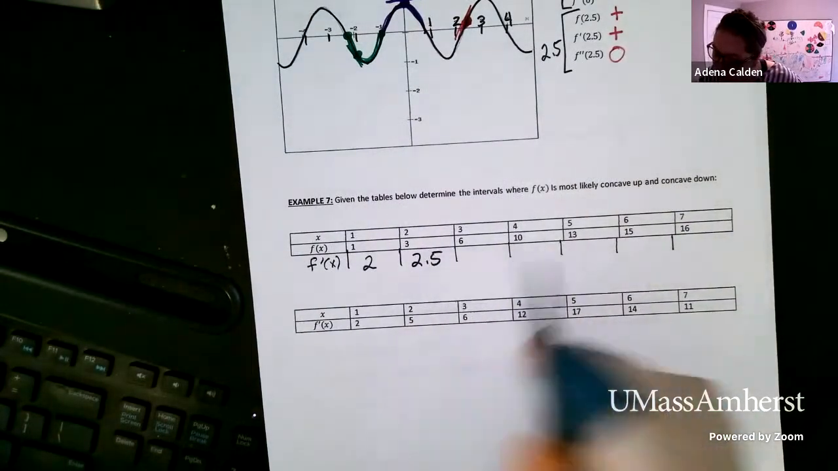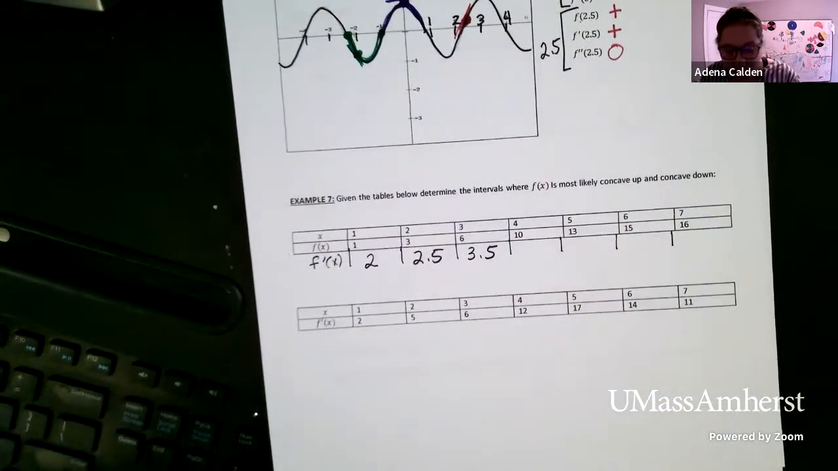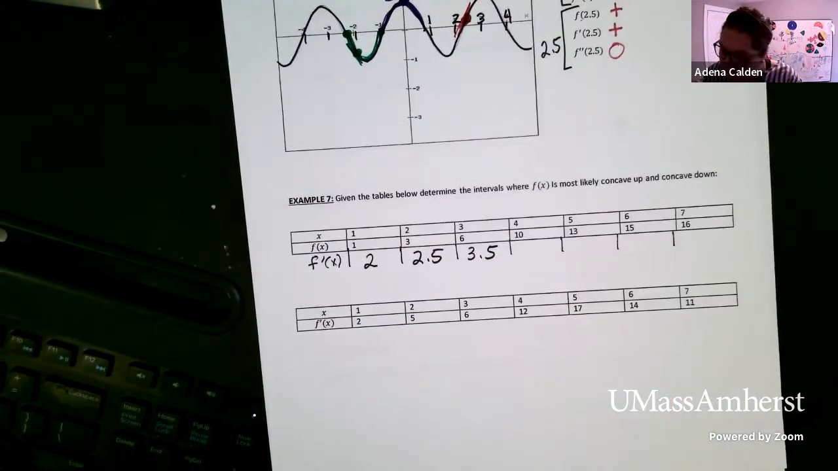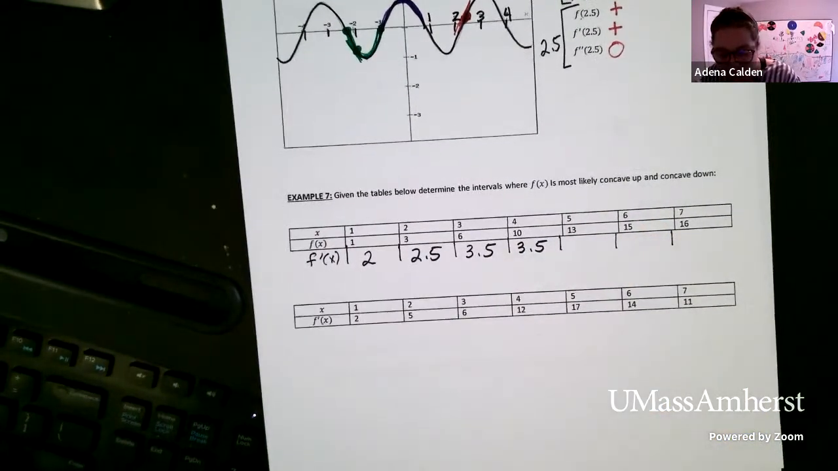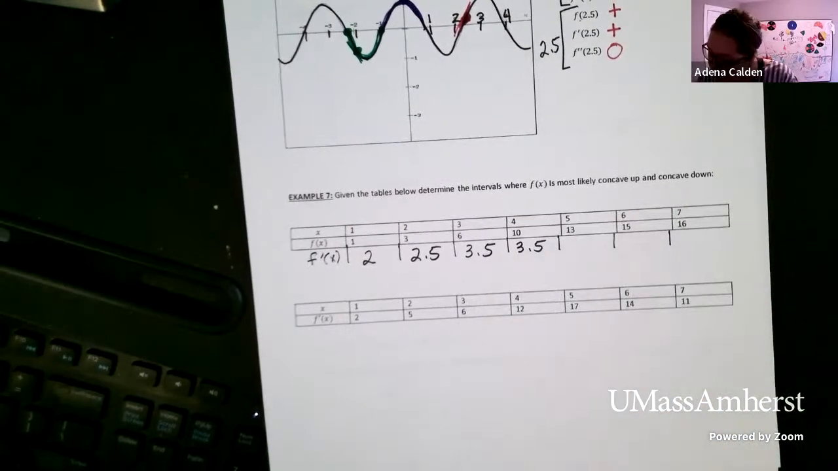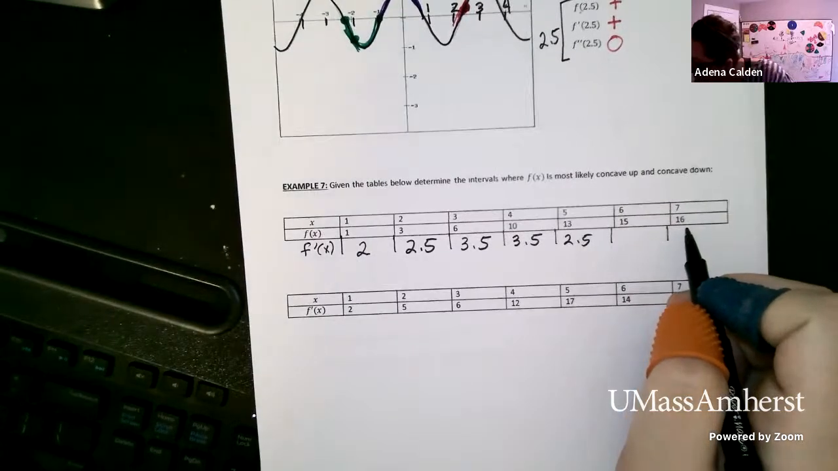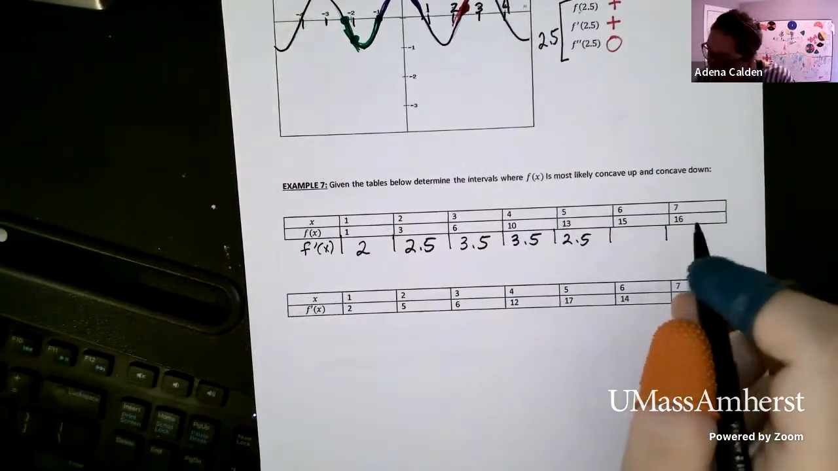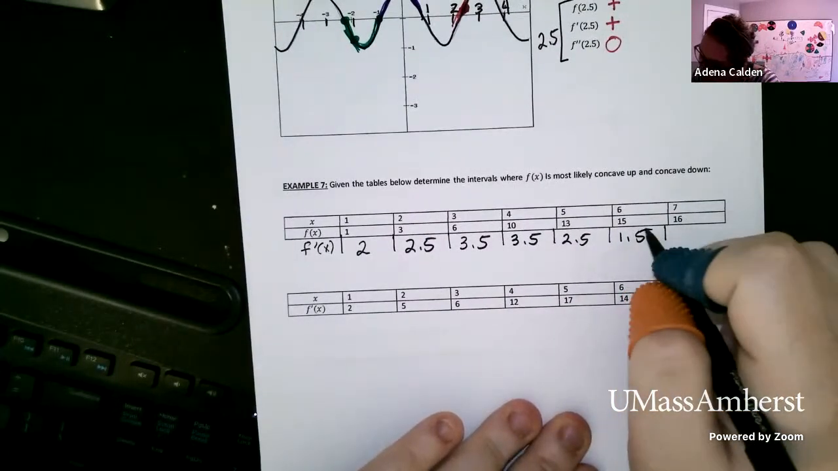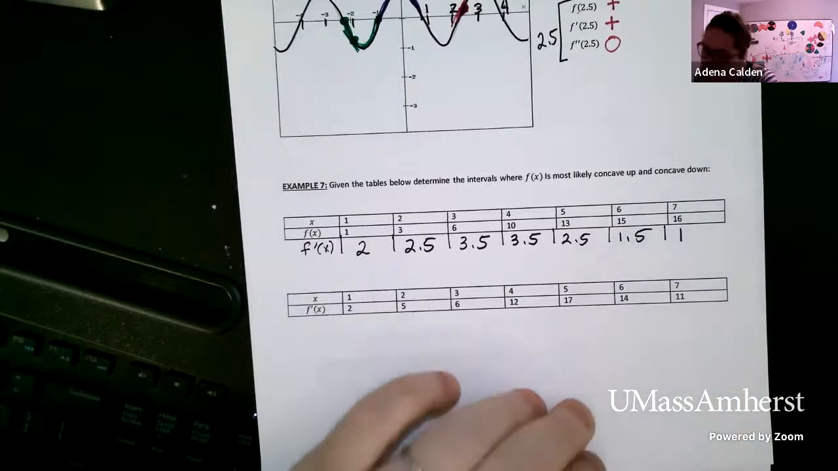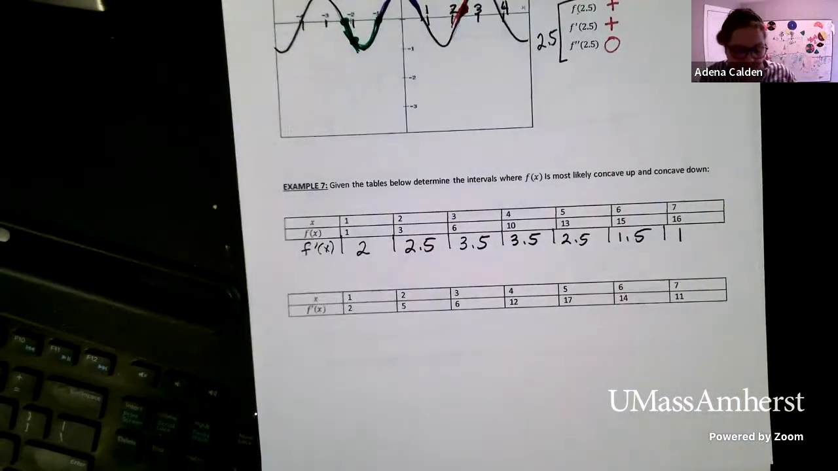Here we do 10 minus 3 is 7. 7 divided by 2 is 3.5. Then we're going to do 13 minus 6, which is 7 divided by 2 is 3.5. Then we're going to do 15 minus 10, which is 5 divided by 2 is 2.5. And then 16 minus 13 is 3 divided by 2 is 1.5. And then again, on the endpoint, you're just using the one next to it. So 1 divided by 1 is 1. So now we have an approximation of the first derivative.